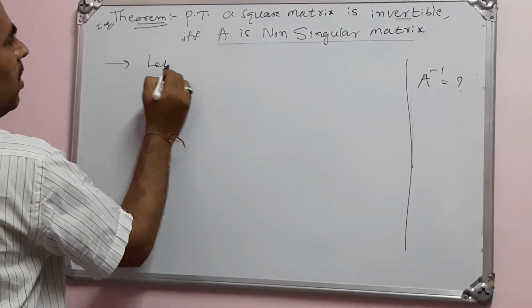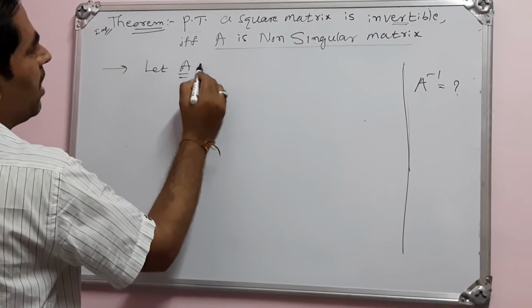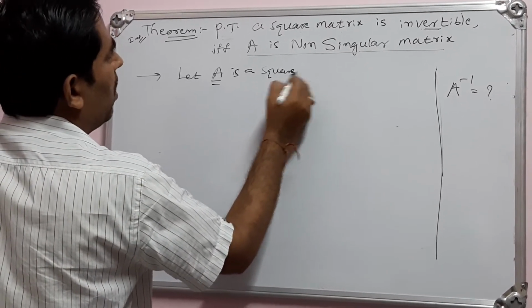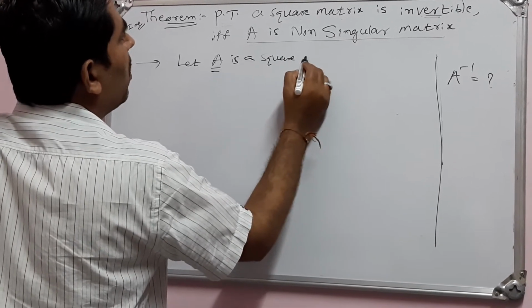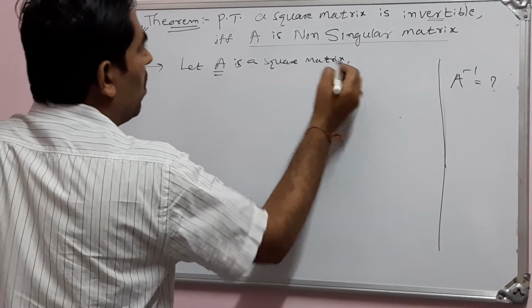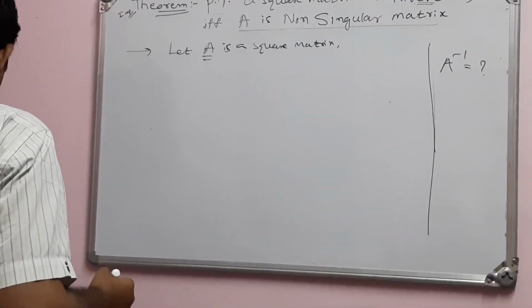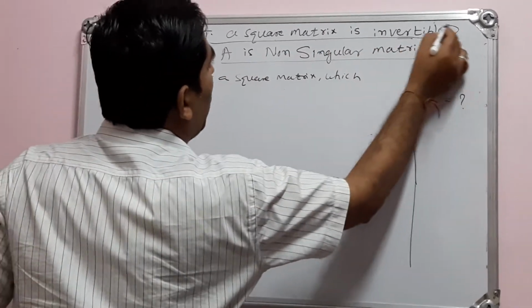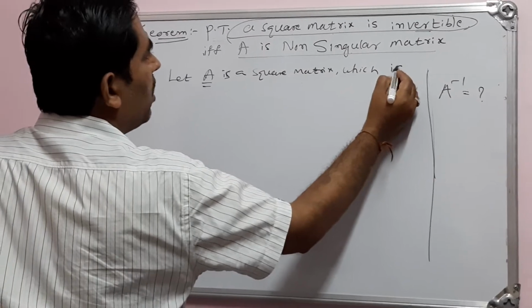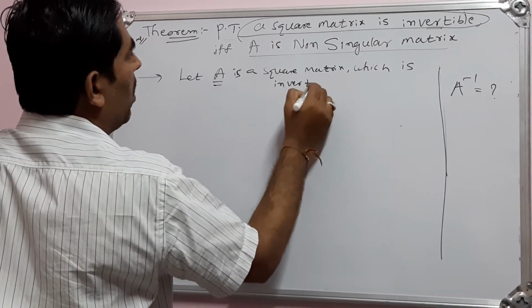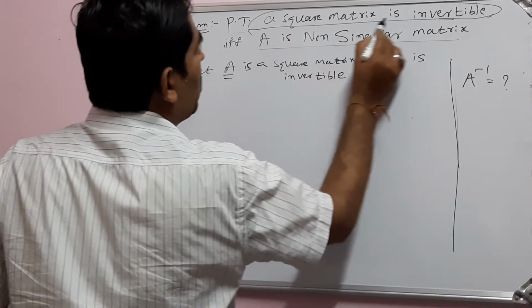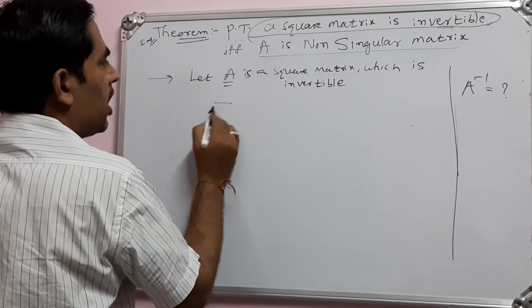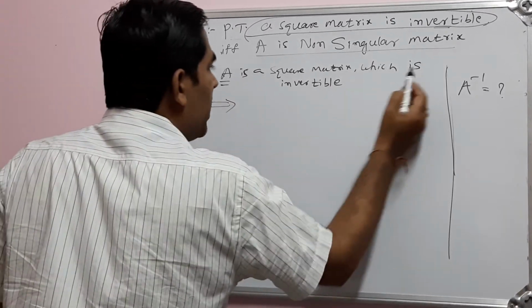Let us consider a matrix. Let A be a square matrix which is invertible. I am taking this part. So if A is a square matrix which is invertible, this implies what? What is the meaning of this statement?